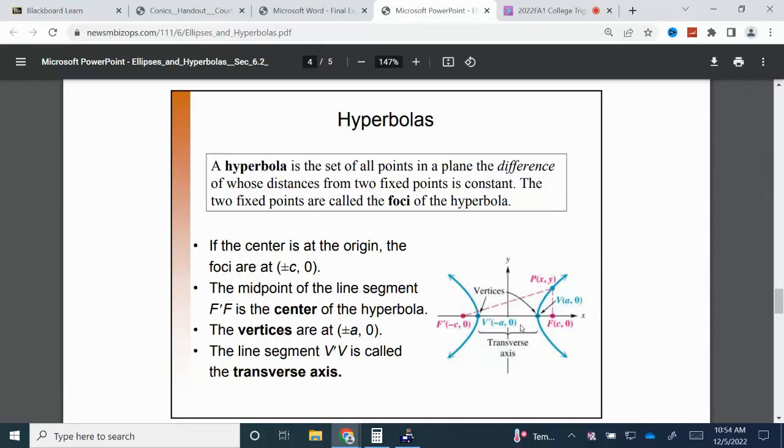Now this hyperbola is centered at the origin. So it says if the center is at the origin, the foci are at plus or minus c comma 0. The midpoint of the line segment between F and F prime is the center of our hyperbola. The vertices are at plus or minus a comma 0. The line segment in which the vertices lie is called the transverse axis. So everything happens on the transverse axis. You can find both your vertices and your foci along the transverse axis.